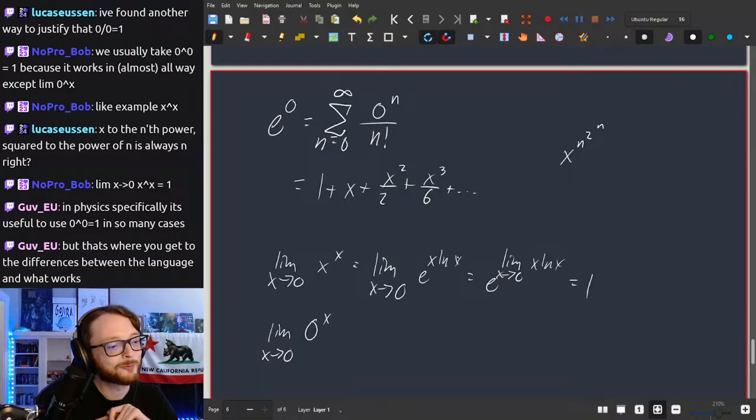In physics specifically, it's useful to use 0 to the 0 as 1 in so many cases. So you get differences between language and what works. Yeah, I've never knowingly assumed that. I've always tried to use L'Hopital's or something to justify it.